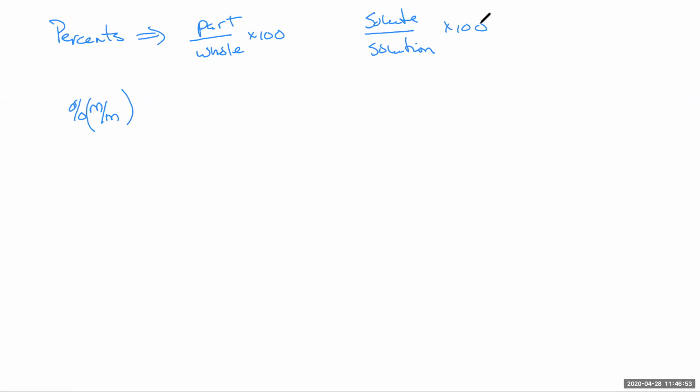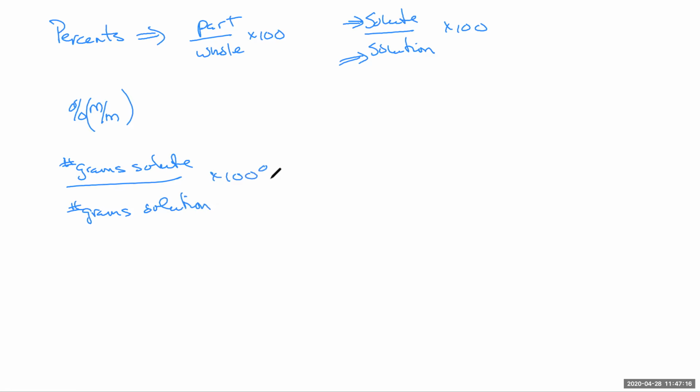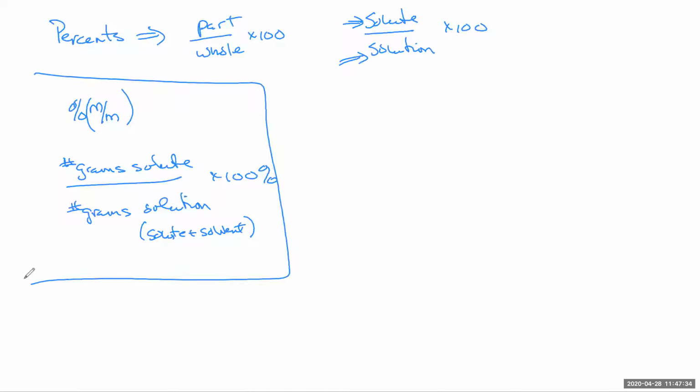And so the different percents are based on how you measure the amount of solute and how you measure the amount of solution. So in mass to mass, you're measuring the mass of solute and the mass of solution. So this is going to be the number of grams of solute divided by the number of grams of solution times 100. Now, solute is just one component of the solution, and solution is the solvent and solute, right? So this is solute plus solvent. So it's the whole thing. But this is the only one that your particular textbook talks about right now.